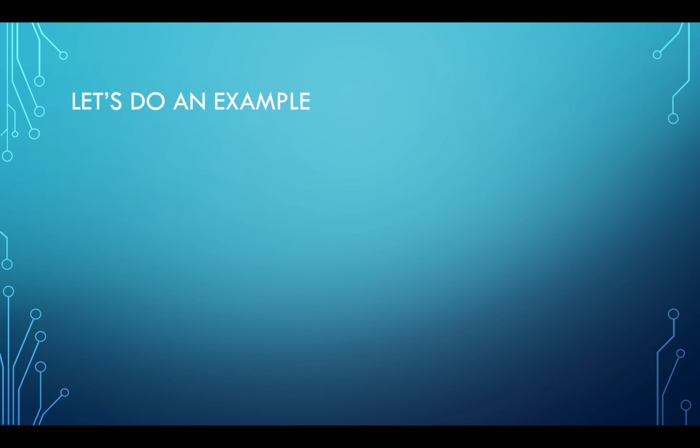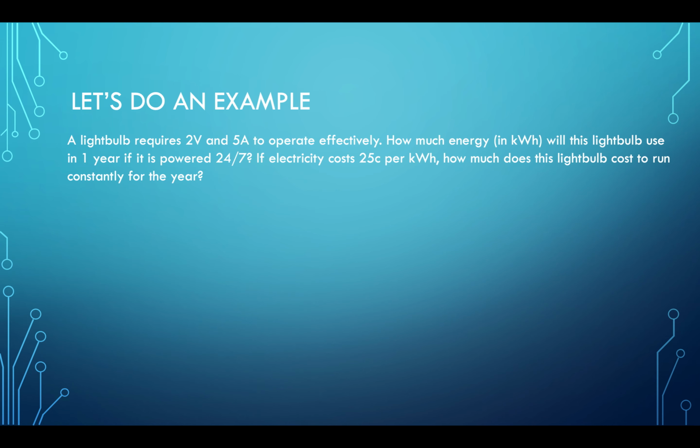Let's do an example now. A light bulb requires 2 volts and 5 amps to operate effectively. How much energy in kilowatt hours will this light bulb use in 1 year if it is powered 24/7? If electricity costs 25 cents per kilowatt hour, how much does this light bulb cost to run constantly for the year?